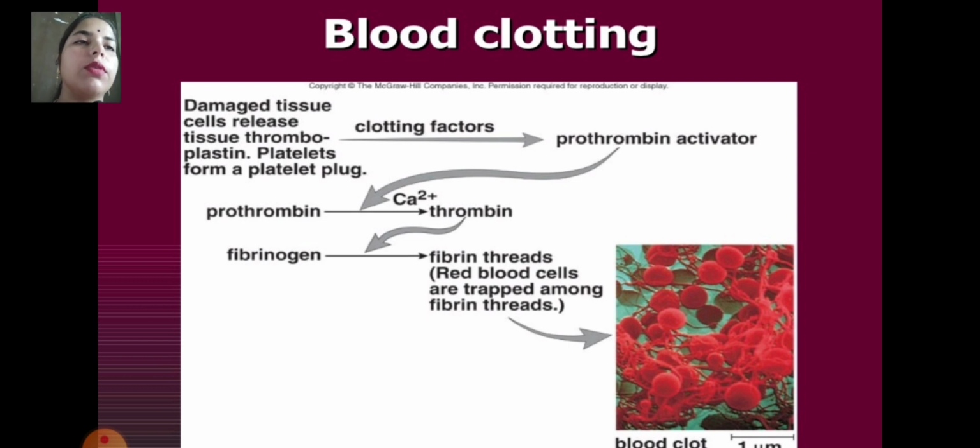Clotting factors: the prothrombin activator converts prothrombin to thrombin, and thrombin converts the fibrinogen to fibrin threads. Red blood cells are trapped among the fibrin threads.